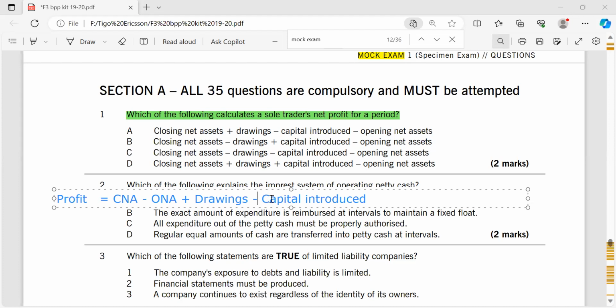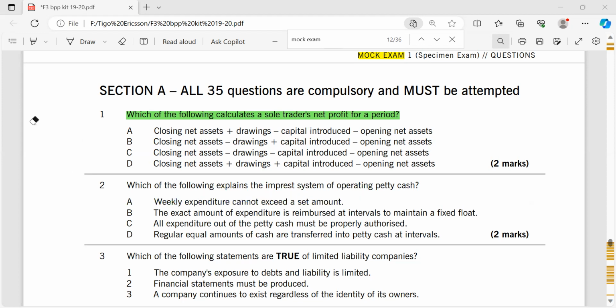And lastly, you come to capital introduced. Capital introduced should be deducted. A has deducted, but D has added. So the obvious and only answer should be A. I hope you got that. So A would be our only answer there. All right, so I hope that is fine. A is our answer. Now we can proceed with the next question.